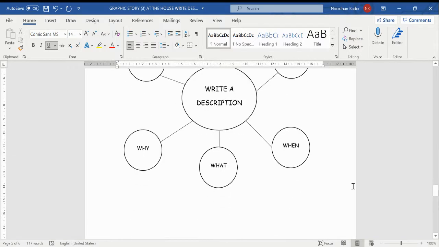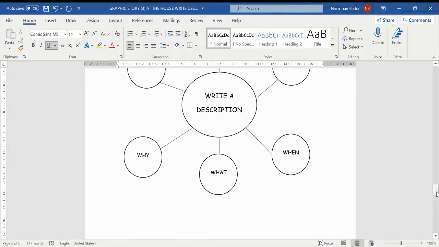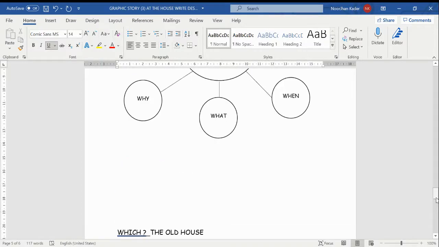The third one, when. Because you know from the first question that we are going to write a description based on the graphic story, we are going to write a description of the old house. So when you write a description of a building, you also have to take note of when. Okay, why?